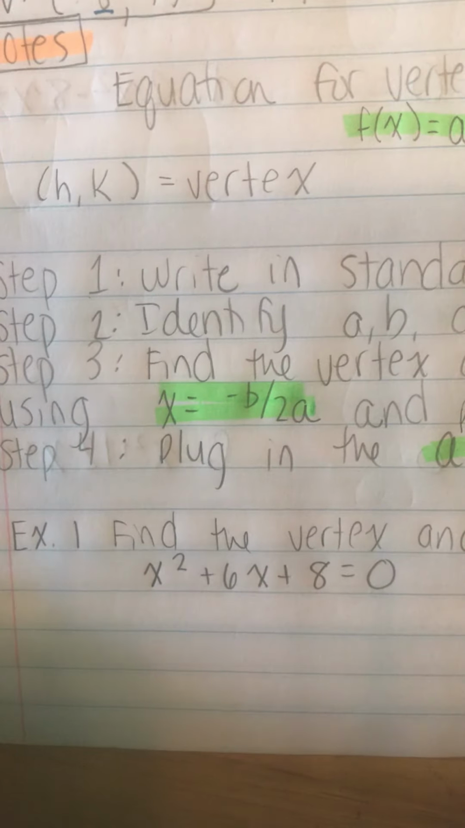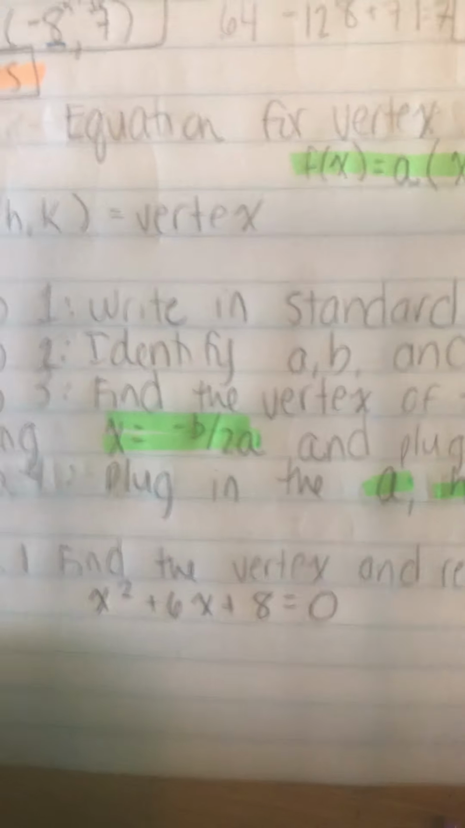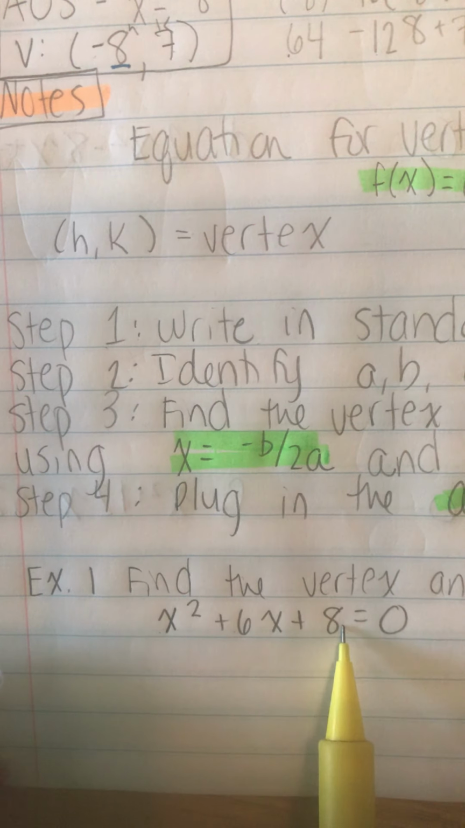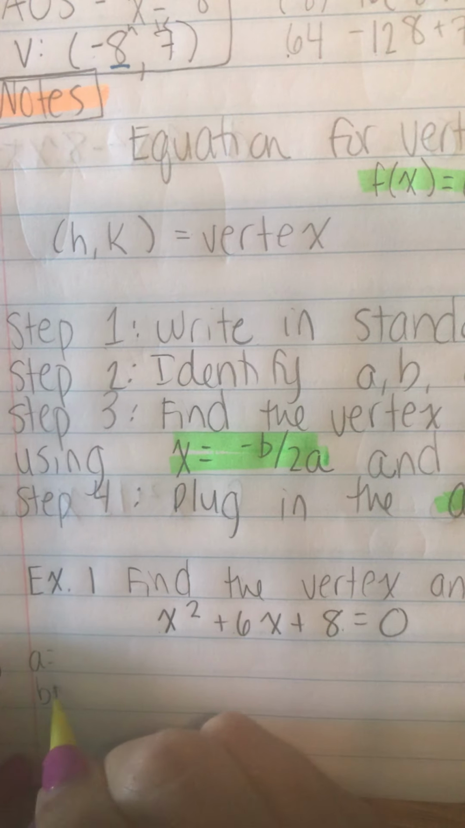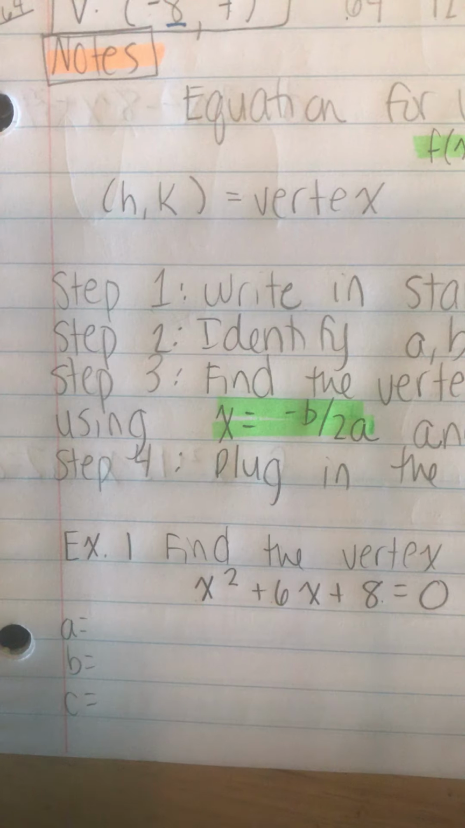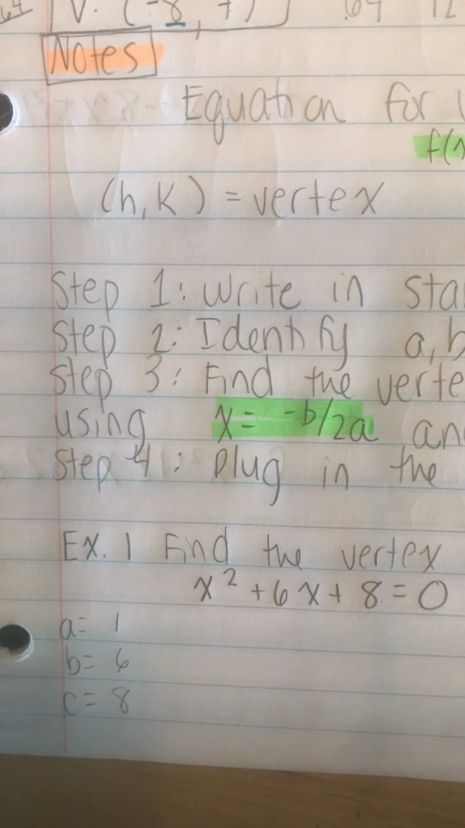So let's try it out. Example 1. Find the vertex and rewrite in vertex form. So step 1 says write it in standard form. So is it in order from highest to lowest? Yes. Step 2, identify A, B, and C. So A is 1, B is 6, C is 8.